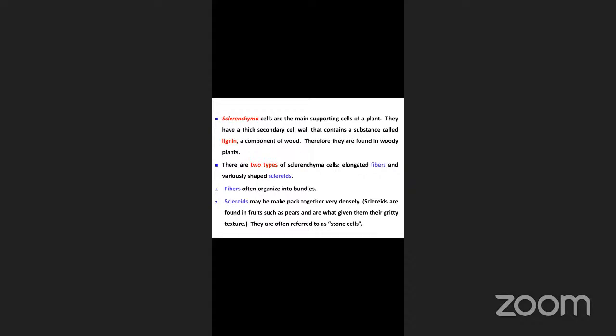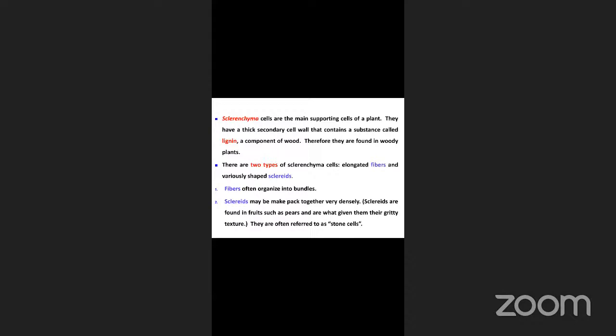Next, soft fibers. Soft fibers are of great use to mankind. The main function of fibers is to give mechanical strength to the plants in which they are present. That is the information on fibers.